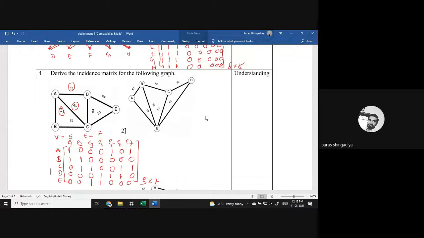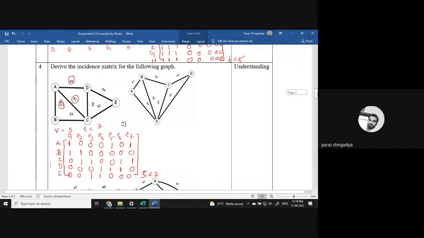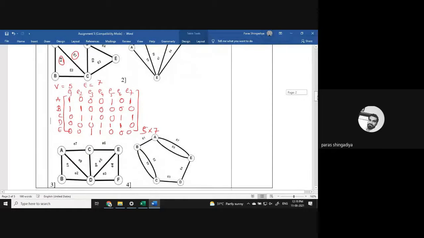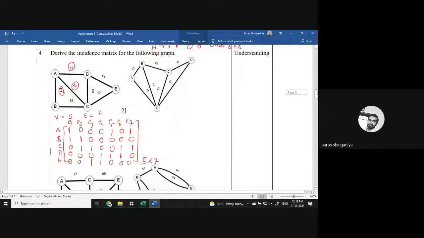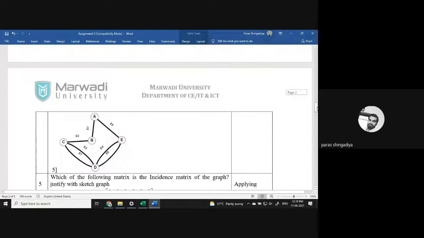वर्टेक्स को एज के साथ आपको map करना है. ठीक है, if they are connected put 1, if they are not connected keep 0. Any confusion to anyone? Okay, now do it for the second graph, third graph and so on. Okay, first try for the second graph, third graph, and 4 and 5 as homework.